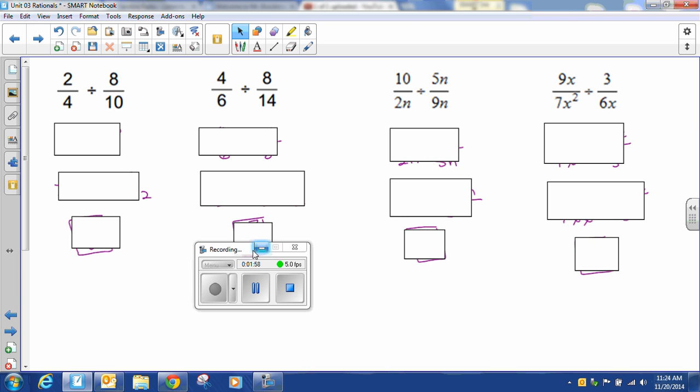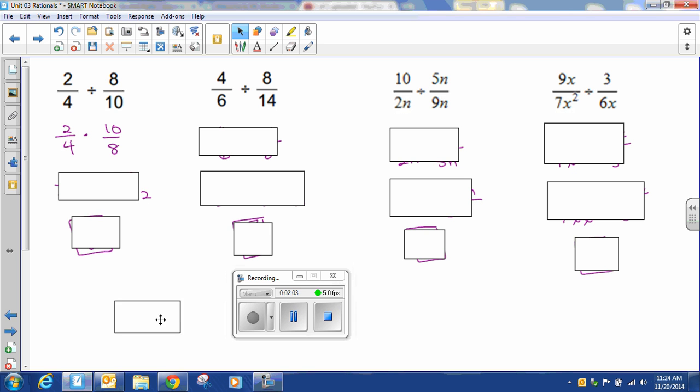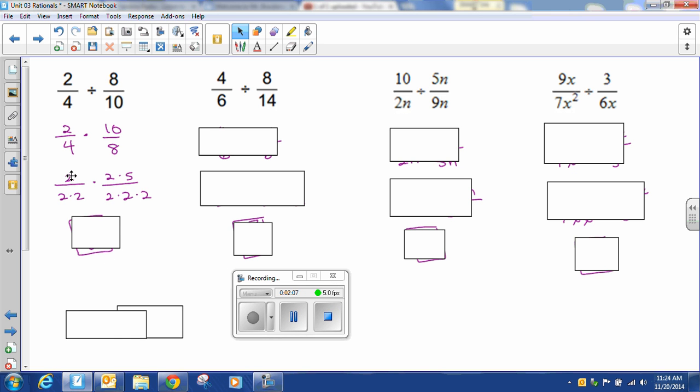Let's jump in and take a look at these easy examples. 2/4 divided by 8/10 is 2/4 times 10/8. So we will factor each of these fractions into its prime factors, and we'll go through and we'll cancel just like we did in yesterday's lesson. What we're left with is 5/8.